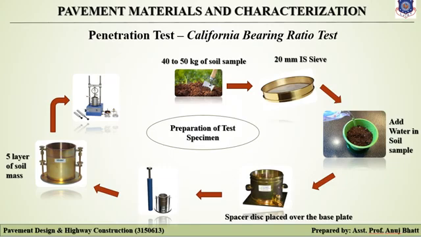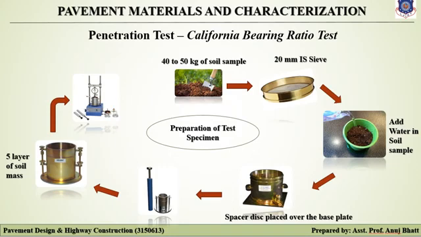From the weight and inside volume of the mold, the wet density of the sample is calculated. The moisture content of the trimmed off sample is also determined. Knowing the bulk density and the moisture content, the dry density of the sample is calculated. This is the whole procedure of preparing a test specimen. Now your test specimen is ready for the test.